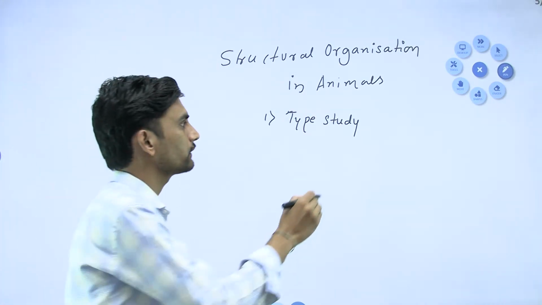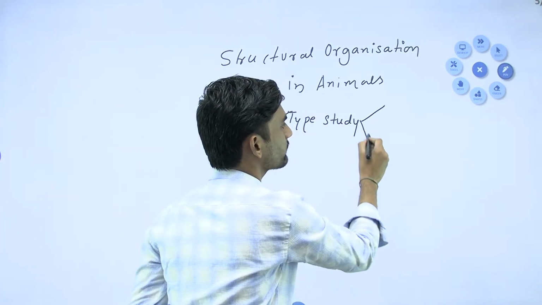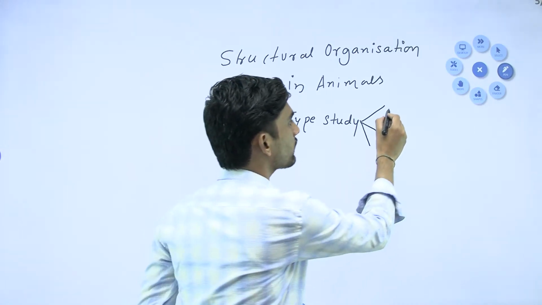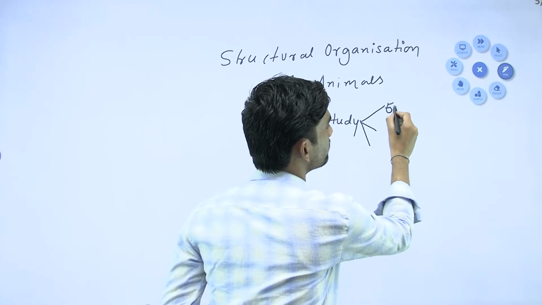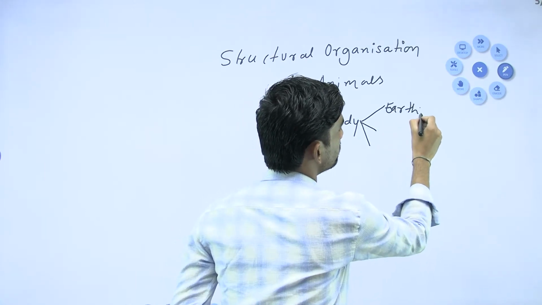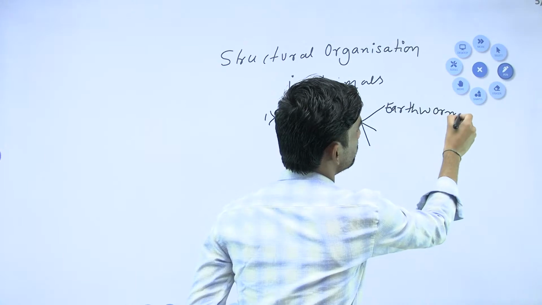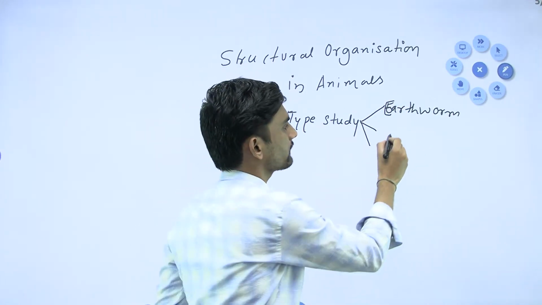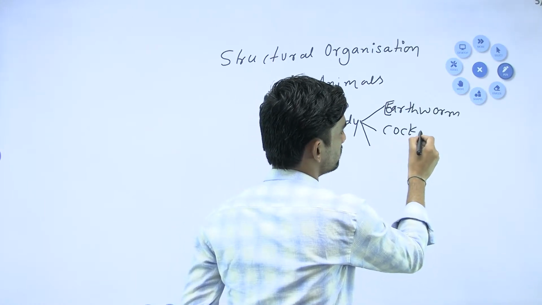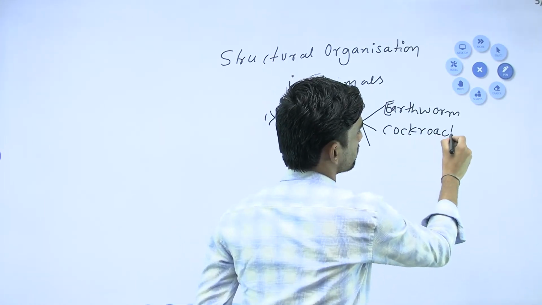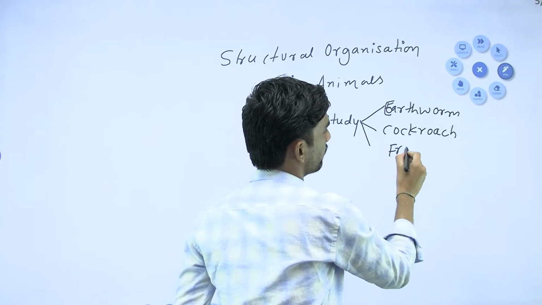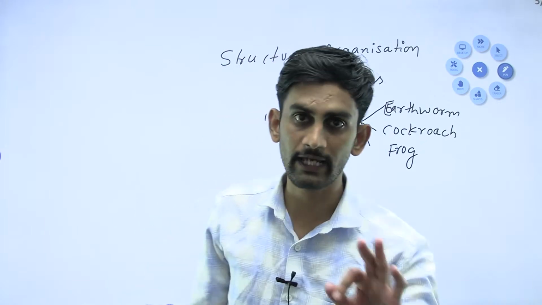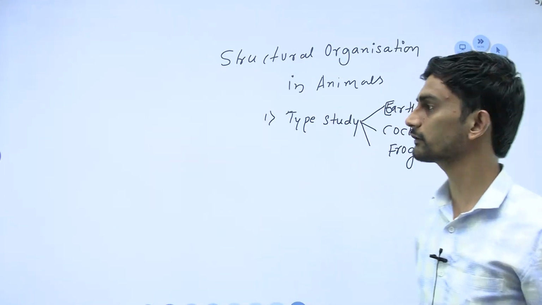So in this type study, you are going to study three different types of animals, their morphology as well as anatomical features. First, number one, is earthworm. Second one, cockroach. And third one is called frog. So you are going to study the morphology as well as anatomical structures of three different animals.